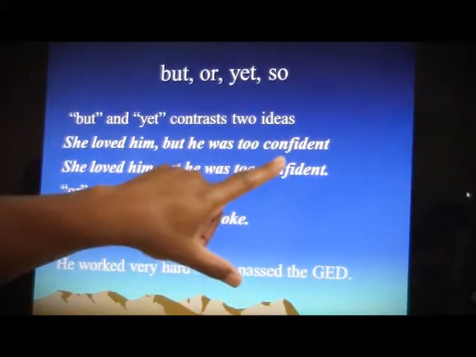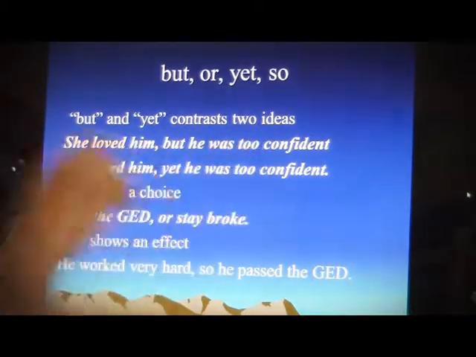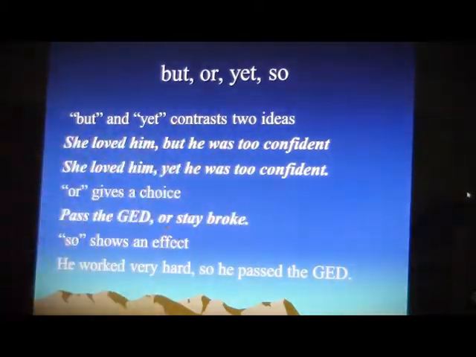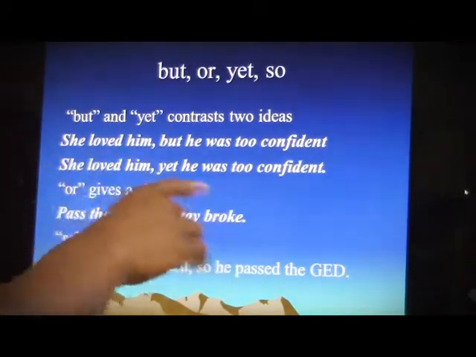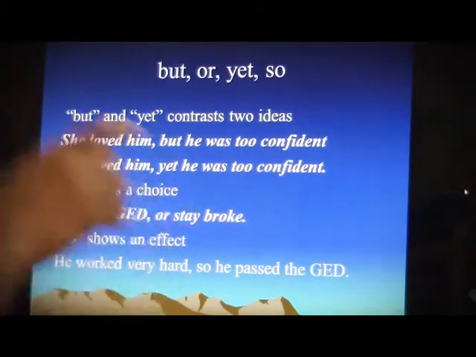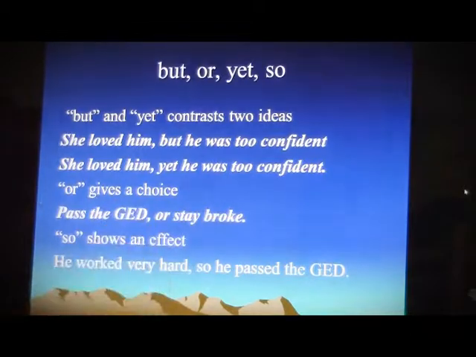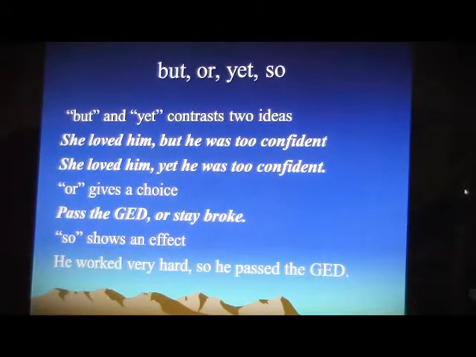But he was far too confident for her. It's a contrast. She loved him. But he was too confident. It shows a contrast. Contrast means different. She loved him, yet he was too confident. Same idea, same concept. On one side she thought one way, on the other side she thought another way. That's a contrast.